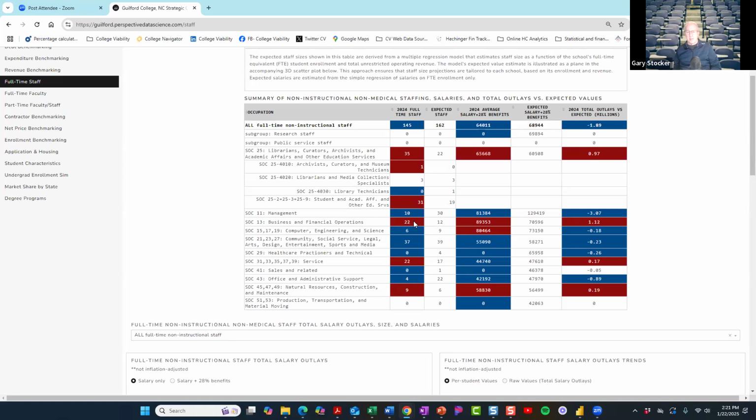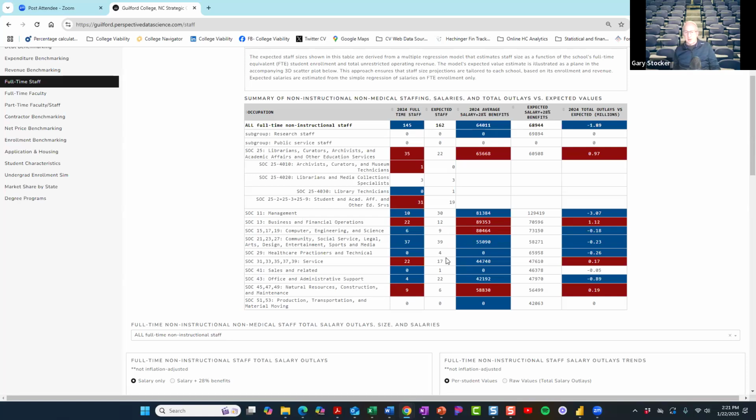On business and financial operations, we can see based on the peer group, our demo college is quite a bit higher. Compensation is quite a bit higher. And you can again see that this college is higher than its peer group. And if they're looking for opportunities to save, this might be an area to look.